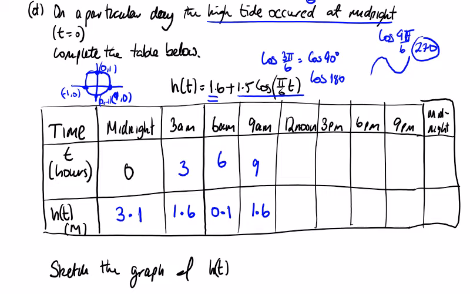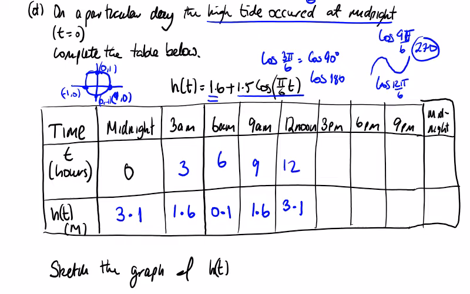Is this my pattern now? Will 12 get me back up to 3.1? Let's have a look. The cos of 12 pi over 6 is going to be the cos of 2 pi, which is 360. So that's going to give me a value of 1. The cos of 360 is equal to 1. So I'm going to get back up to 3.1. 1.6 plus 1.5 here. That's after 12 hours.